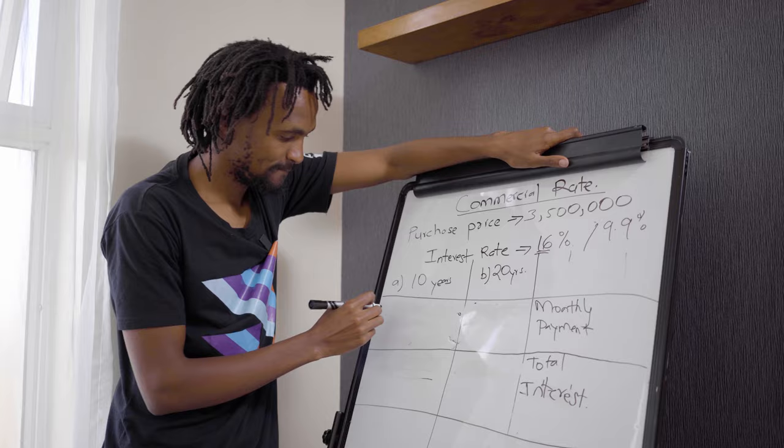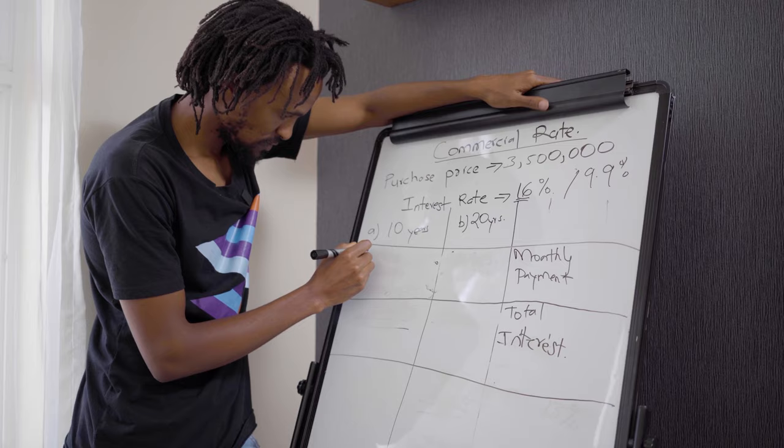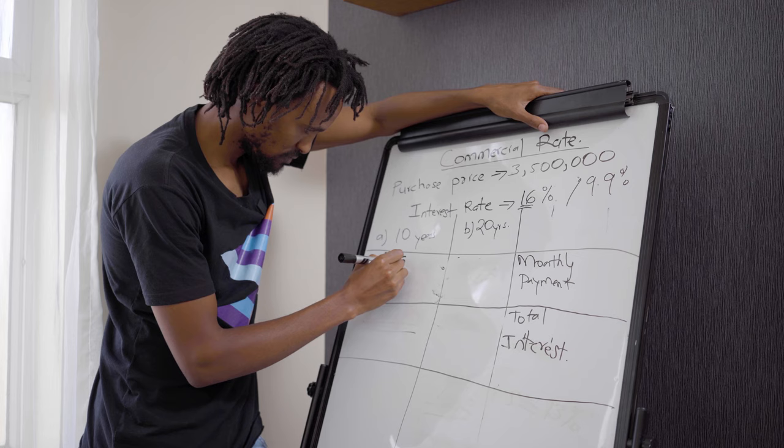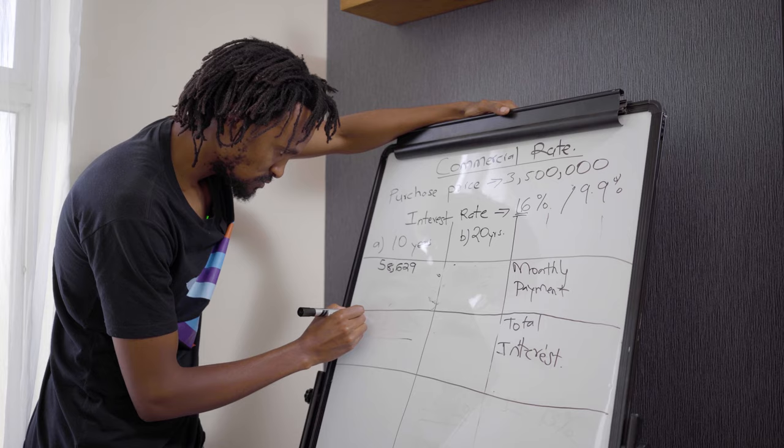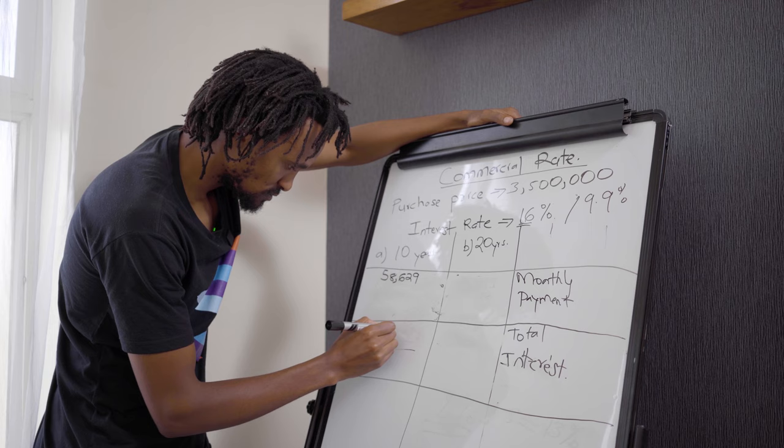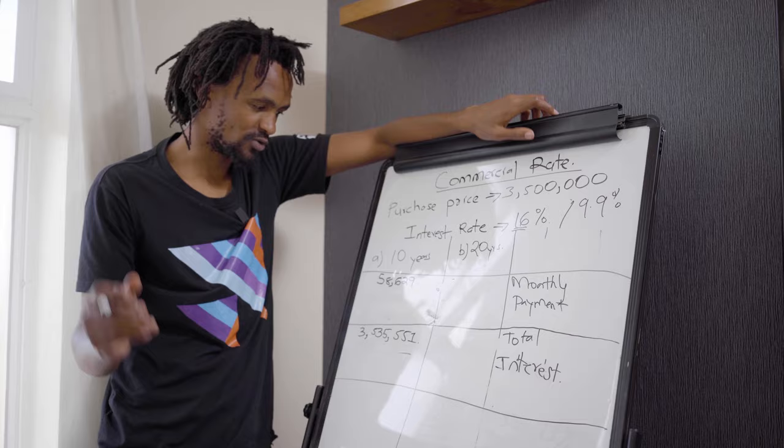Okay, so we are working on the studio. Same parameters, 100% financing. But now we are comparing Nyumba Bila Kiulizo to a commercial rate. So let's start with the commercial rate first, at 10 years. For 10 years, 100% financing, we are looking at 58,629 as a monthly payment. And total interest is 3,535,551. Before we go to the 20, now let's use Nyumba Bila Kiulizo so that you compare them directly.